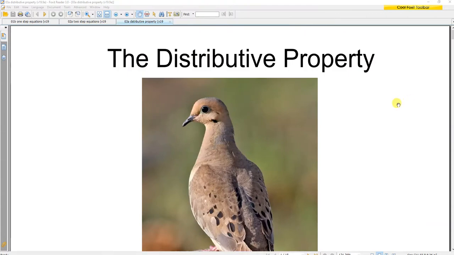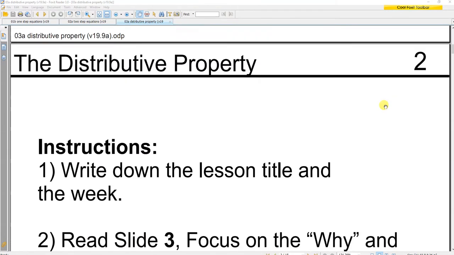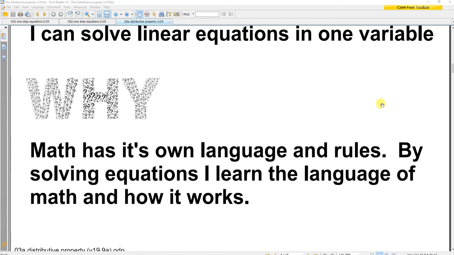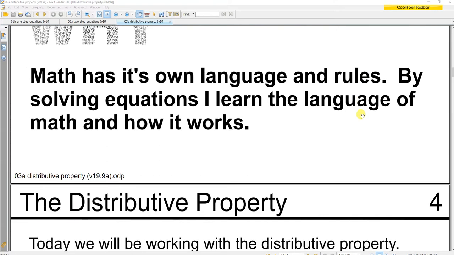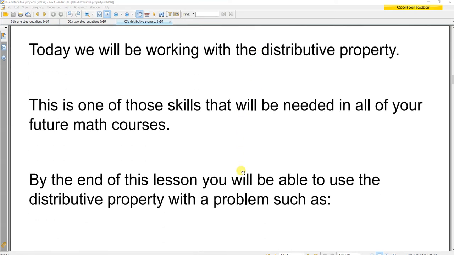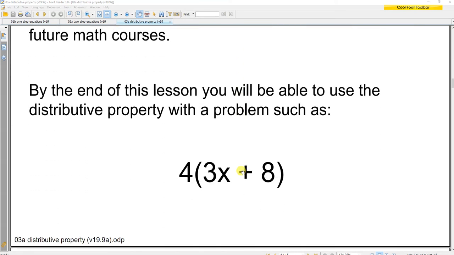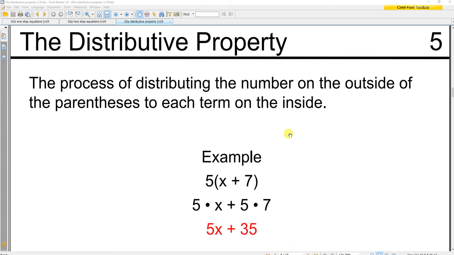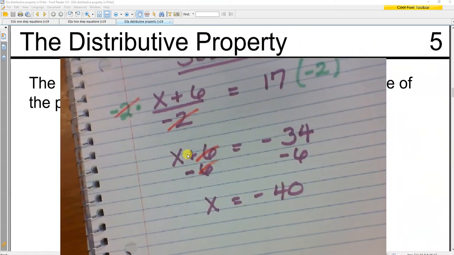All right, so we're doing the distributive property. Goal: I can solve linear equations in one variable. Why? Math has its own language and rules. By solving equations, I learn the language of math and how it works. Today, we're going to work with the distributive property. It's one of those skills that you're going to need for all of your math life. And by the end of this lesson, you're going to be able to use the distributive property like this. So here we go. Let's just go right into the notes. Distributive property.